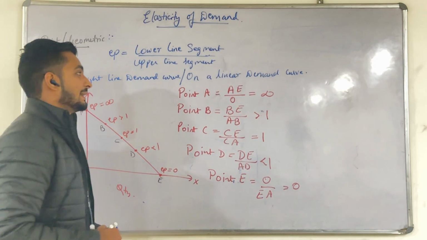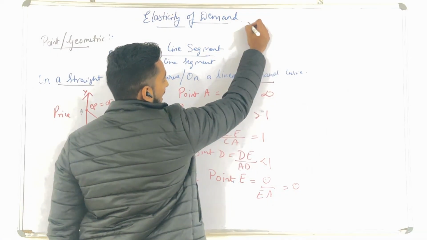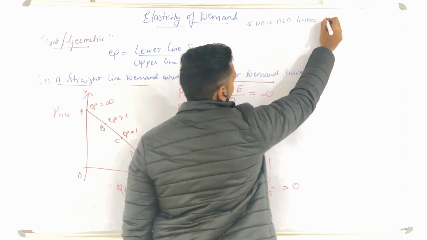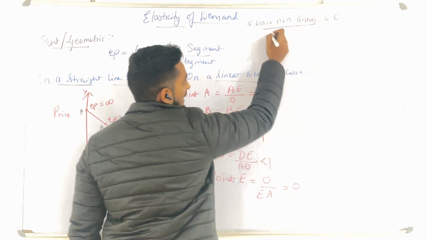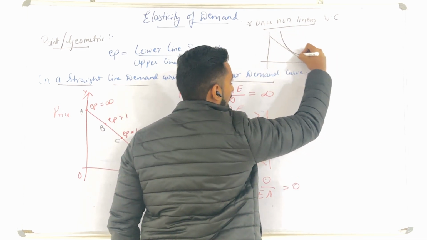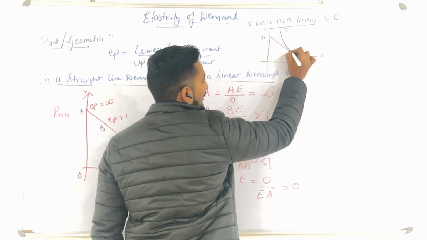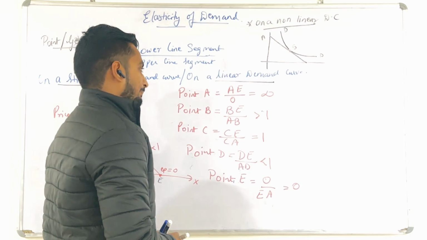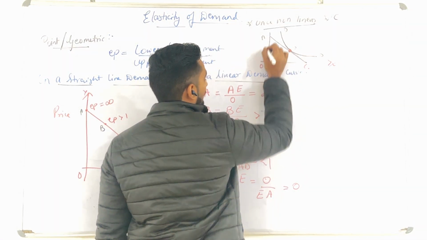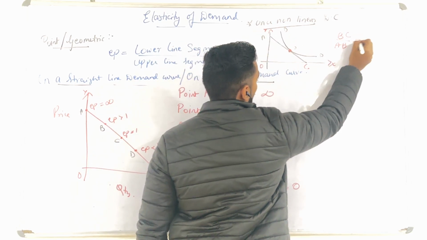Now there is one more case. The first was on a straight line or linear demand curve. The second case is on a non-linear demand curve. In this case, you just have to draw a tangent and a demand curve that is not a straight line. This is a demand curve. Just draw point A, point B and point C. So you can say that BC upon AB is equal to 1.